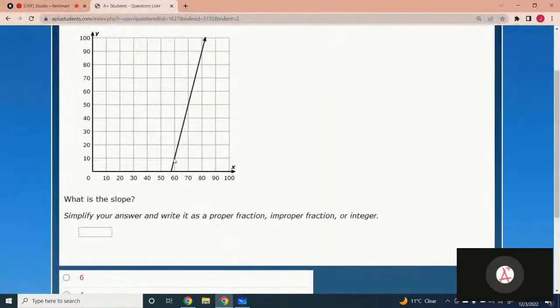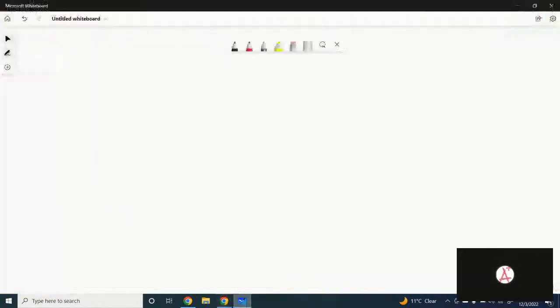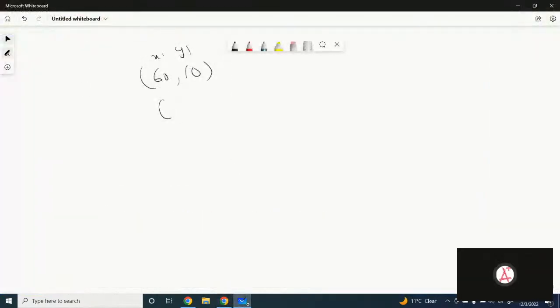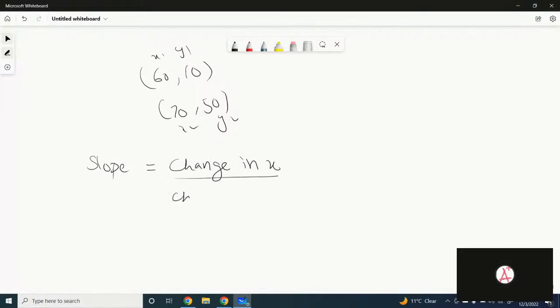When x is 60, y is 10. So it would be 60 and 10. Okay, the second one is 70 and 50. X is 70 and y is 50. X2 and y2. Okay, so the slope is change in y divided by change in x.